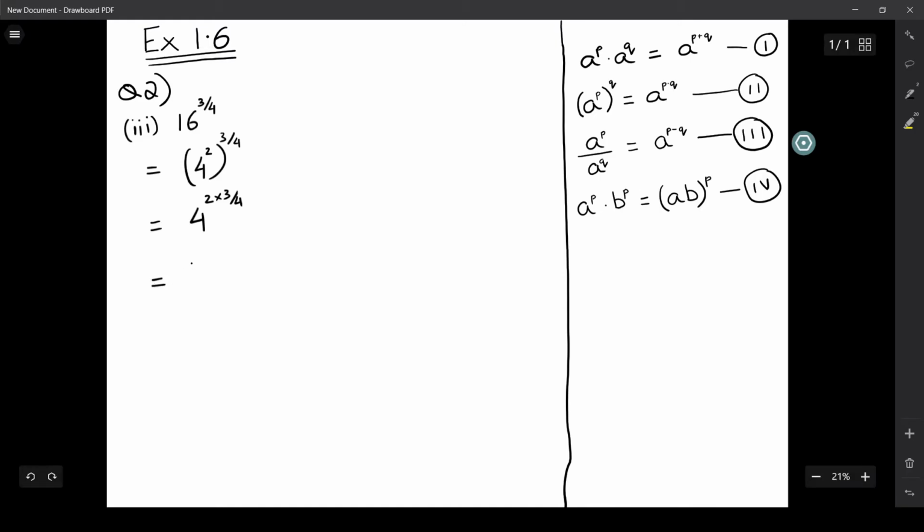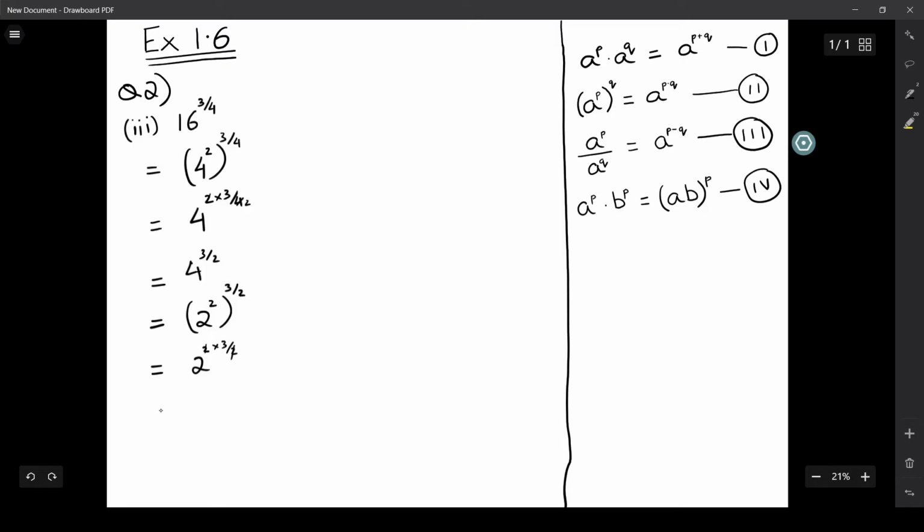and we reduce this to 4 to the power 3 by 2. Now, further, we can reduce 4 as 2 square, and hence our solution becomes 2 square to the power 3 by 2, and on further reduction we get 2 to the power 2 into 3 by 2.